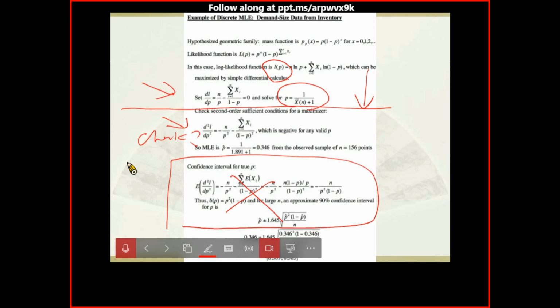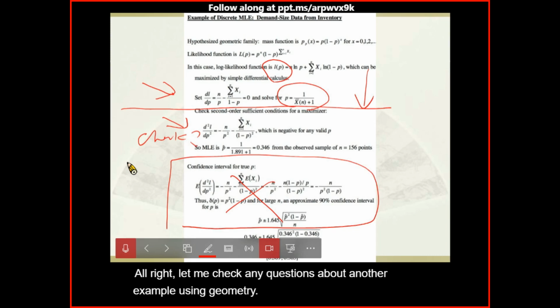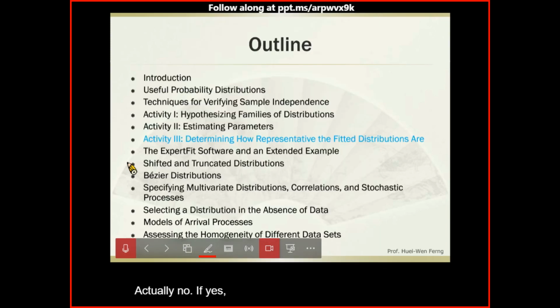All right, let me check. Any questions about another example using geometry? Well, I assume no. If yes, of course, you can let me know.